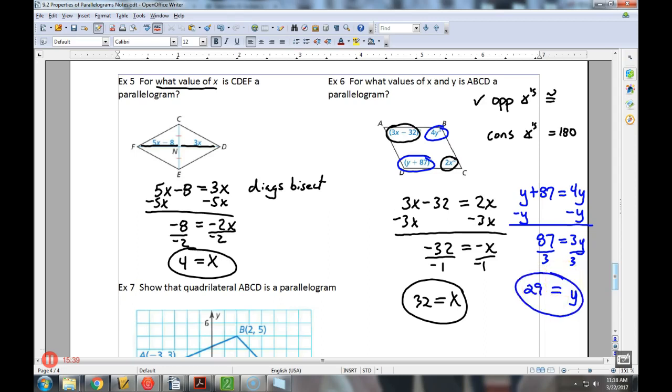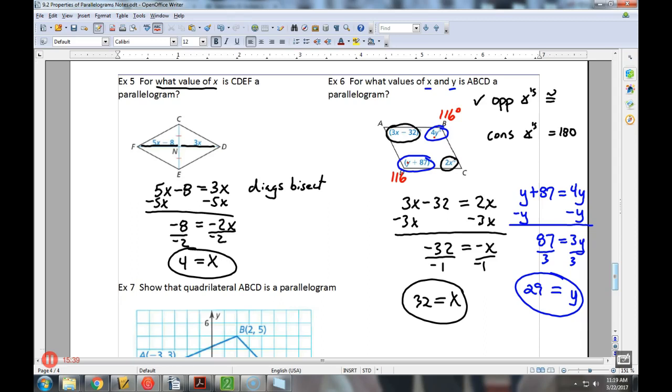And let's be sure that's what they want, for what values of x and y, so I don't have to plug it back in and find any measures. Now I could, and it should work out. If I wanted to, I could plug those values in. 4 times 29, that's 116, and 29 plus 87, that's also 116. So that one looks like it works.